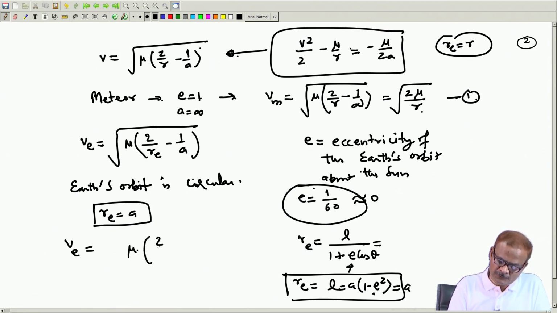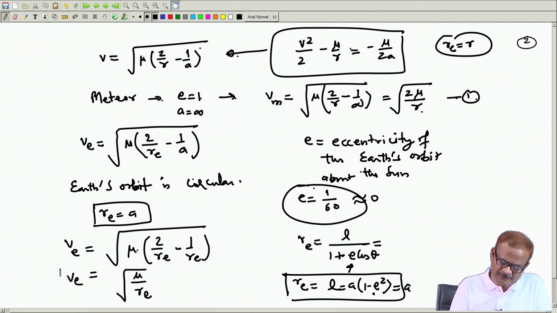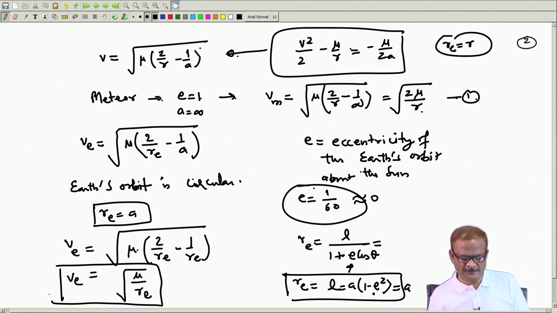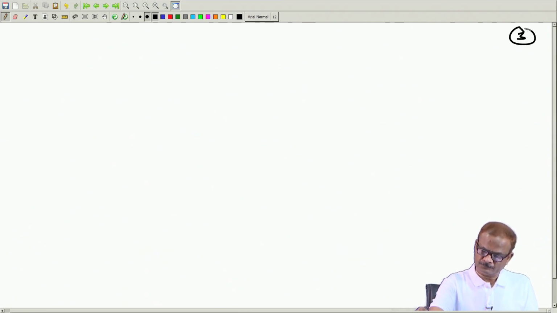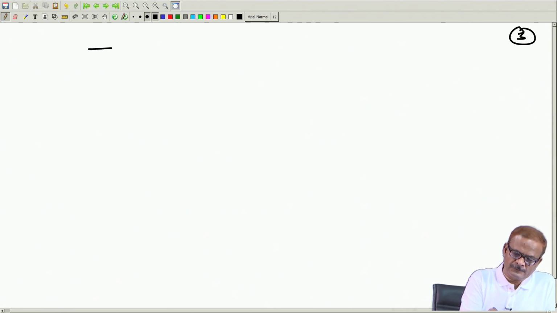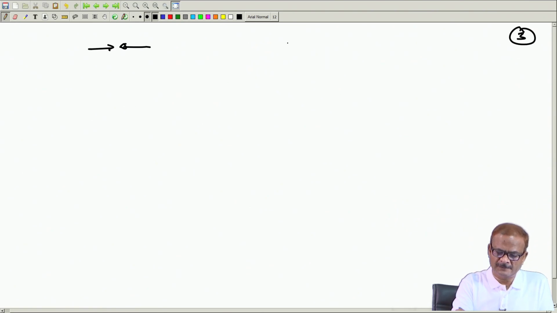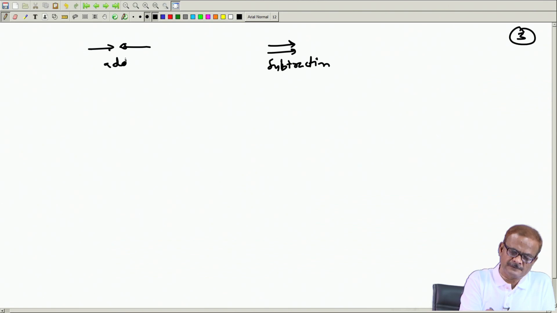So, this becomes mu 2 R E minus 1 by R E under root. So, this becomes mu by R E under root, which is the velocity in the circular orbit, as we know it is very easy to calculate. So, velocity in the circular orbit for the earth is known, and for the meteor this is also known. So, now if we add them, we get the impact velocity when they are opposite to each other, and if we subtract, we get the impact velocity when they are in the same direction. So, this is on subtraction and this is on addition.